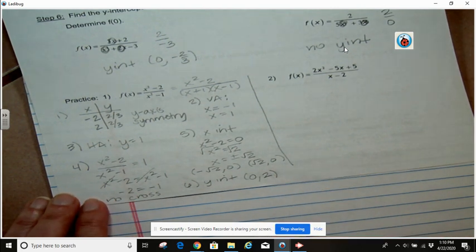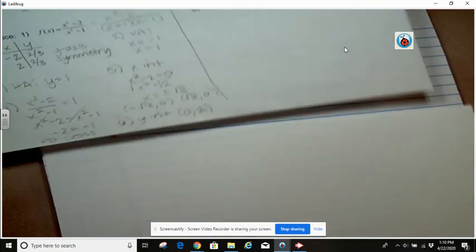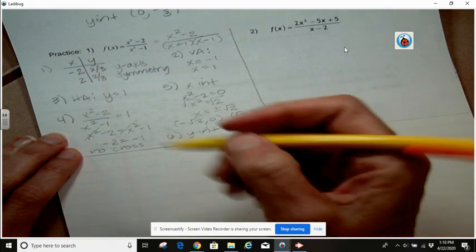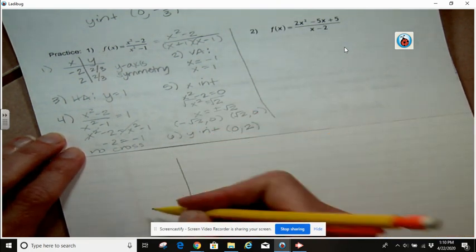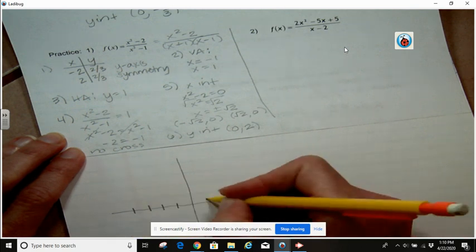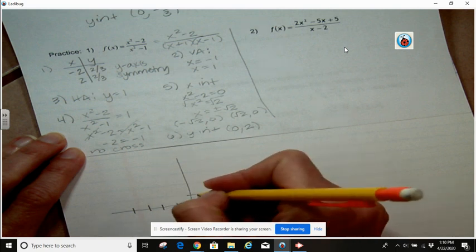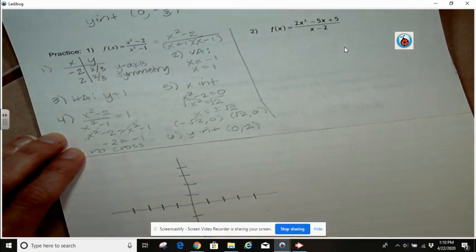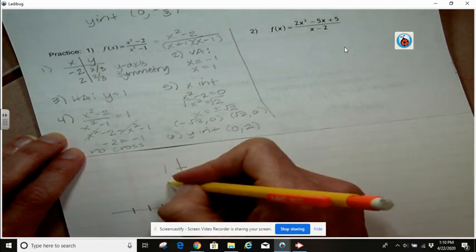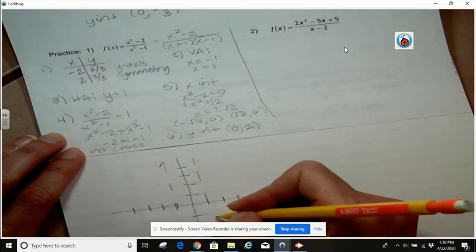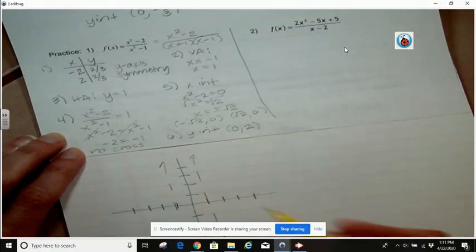So let's look at the graph for that now that we have all our information. So let's see, just a standard graph. Okay, so we have 2 vertical asymptotes, one at x equals -1 and one at x equals +1, and we have a horizontal asymptote at y equals 1.